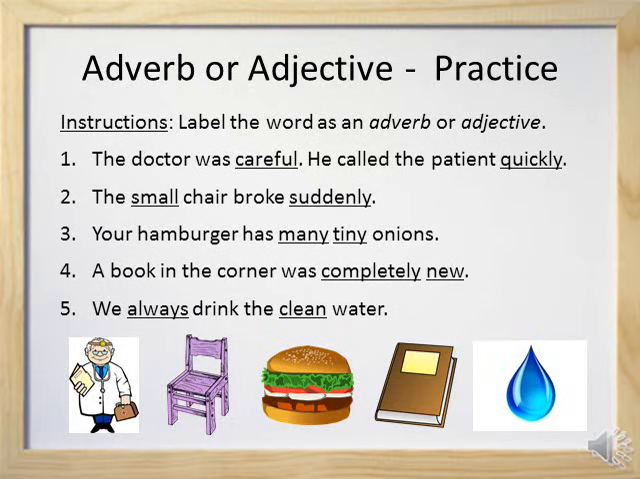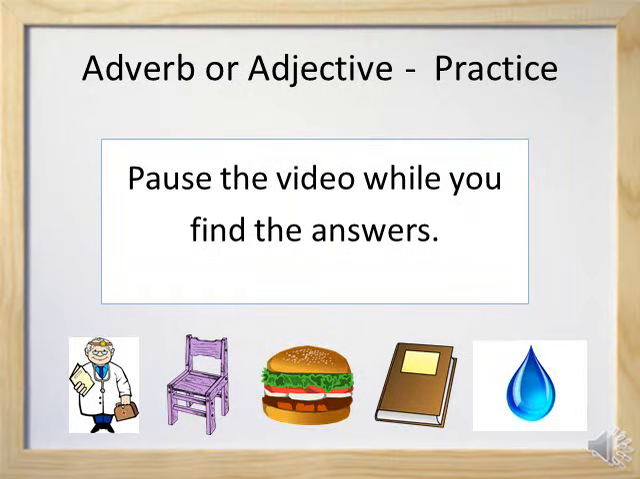For each underlined word, label it as an adverb or adjective. Also, go ahead and circle the word that the adverb or adjective describes and write its part of speech. We'll check your answers in a minute. Pause the video while you work. Are you ready to check your answers? Let's check.